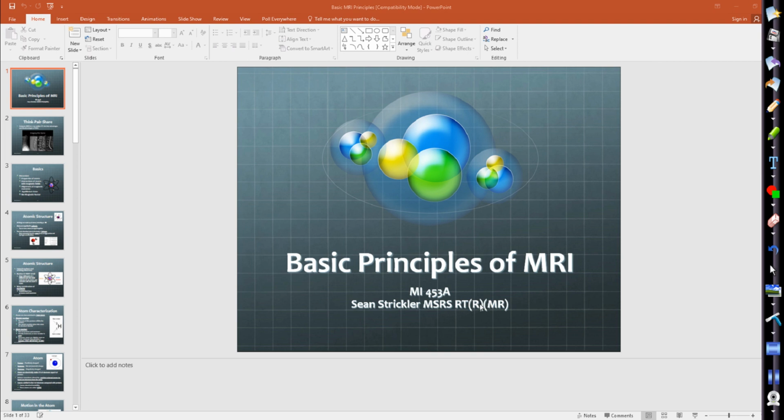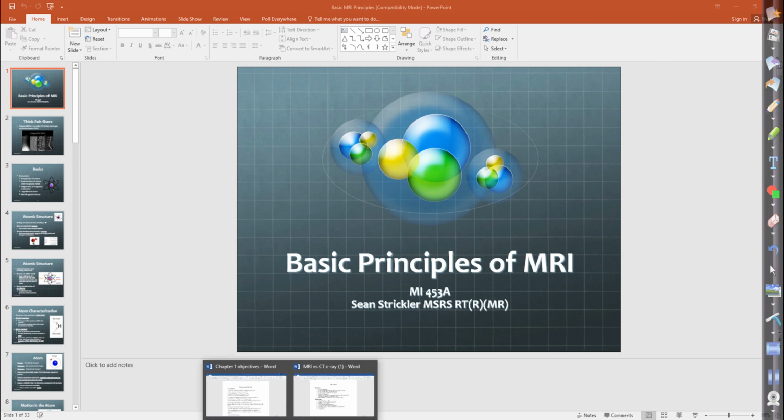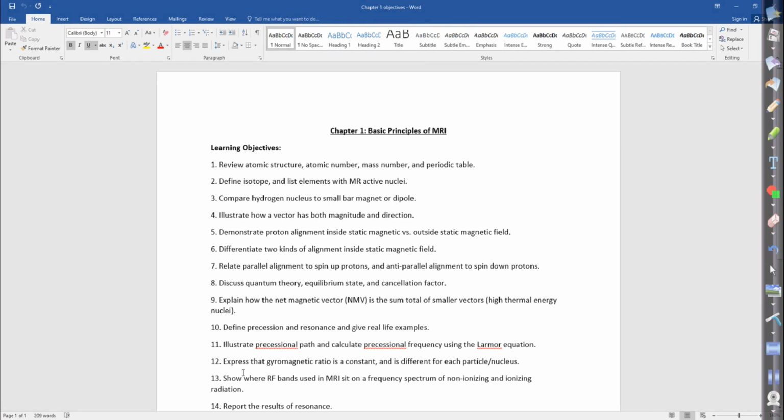All right, so let's get started. Today we're going to be covering MRI basic principles. As a reminder, I have the objectives posted on Canvas. These are the things that we're going to be going over for the first two lectures. I'm not going to read through them, but use these objectives as a good review guide.